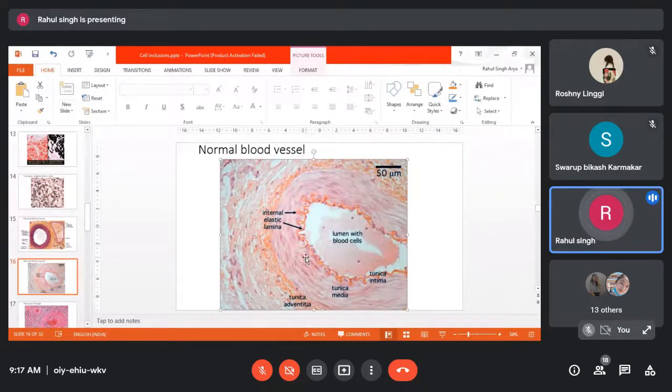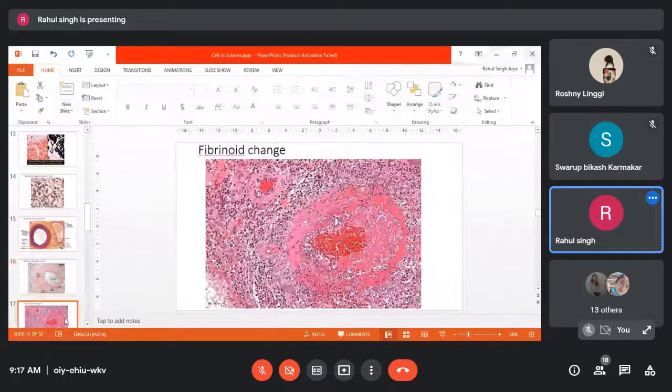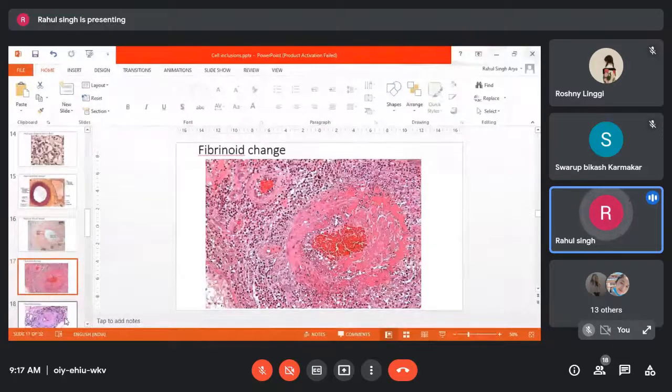This is the normal blood vessel, and this is the fibrinoid change in the blood vessel. Fibrinoid change is actually a degenerative change, an inflammatory change in the blood vessels, where there is deposition of the plasma proteins on the blood vessels, including complement and fibrin also.